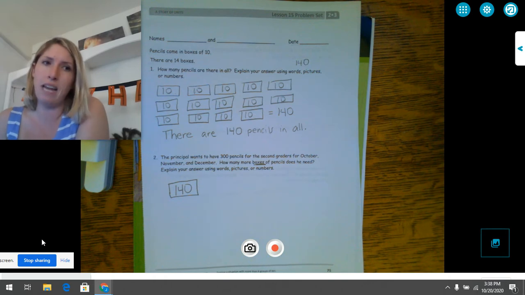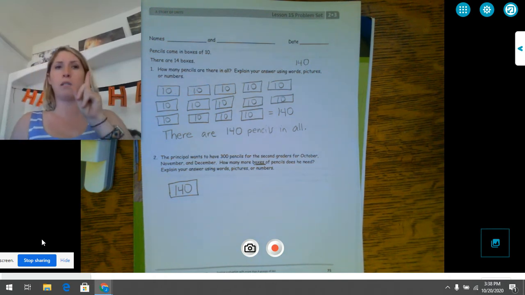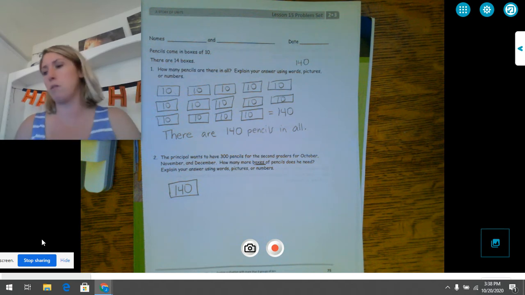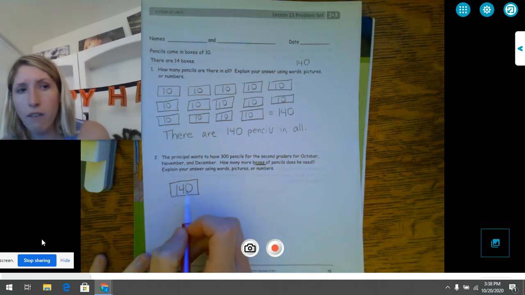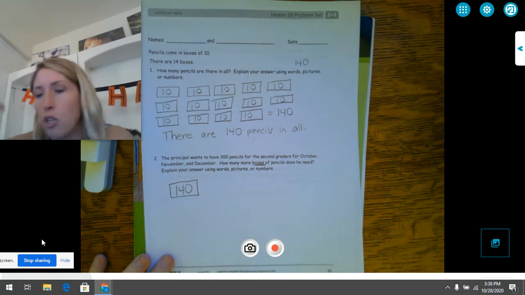So we need to count by tens to figure out how many boxes he needs. They don't want to know just how many single pencils. They want to know how many boxes of pencils more that he needs. So if we already have 140, let's count by tens and see how many more boxes to get to 300.